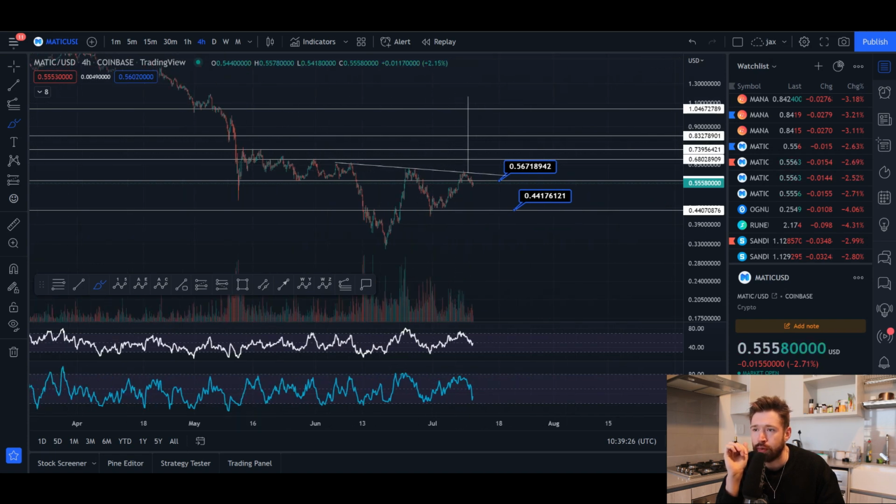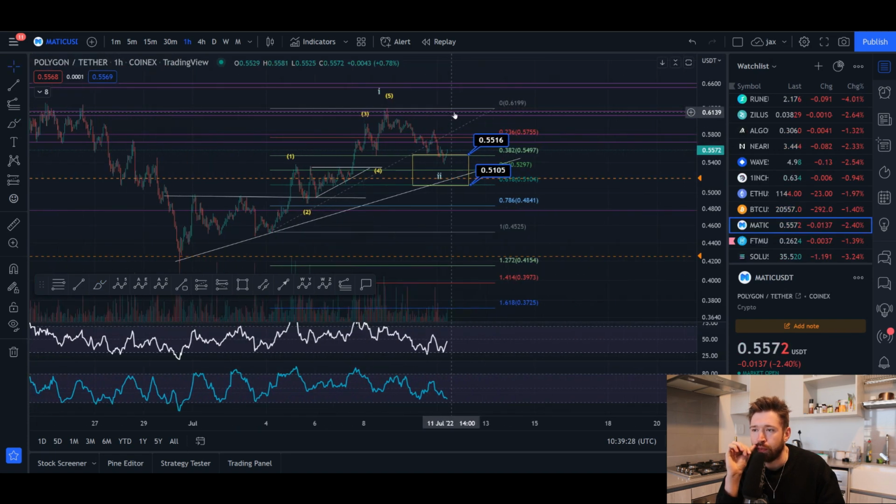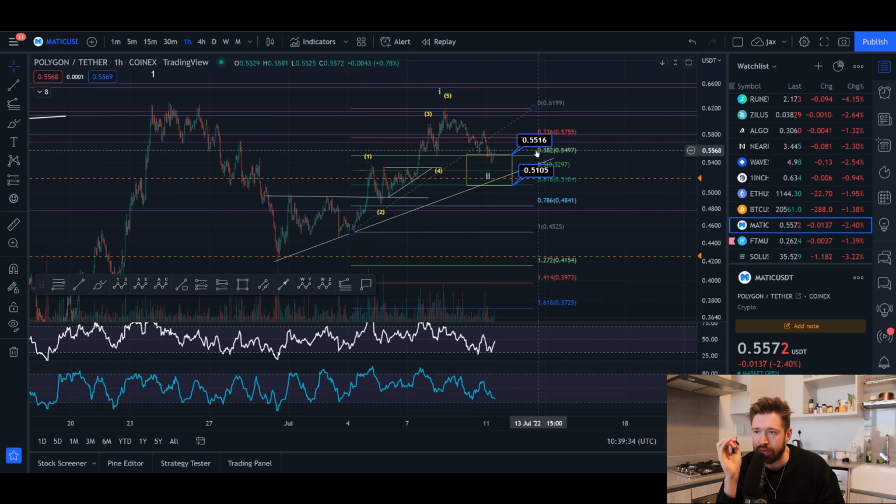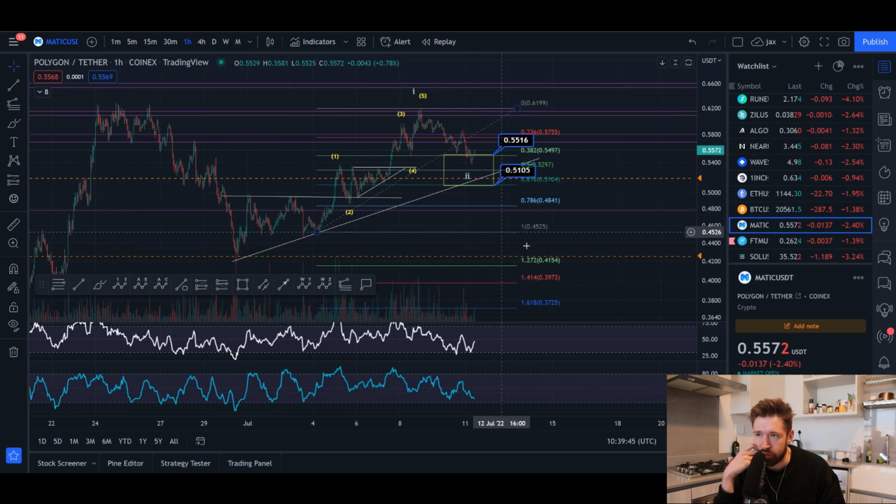So in the short term for Matic, do watch this yellow box for a potential wave 2 bounce in between 51 to 55 cents and this ascending support line. If that support is lost, we lose the golden ratio of 51 cents. Higher likelihood you're coming back down to where you started at about 45 cents. For our friend Matic, a little bit of a bullish divergence, lower lows, higher lows on the 1 hour RSI, something to keep in mind.